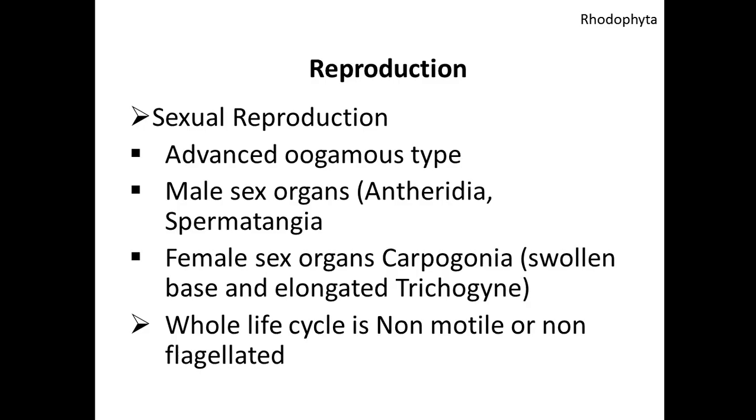One important thing we have noticed in red algae is that their whole life cycle is non-motile. That is, their spores and gametes are both non-motile. It means that in red algae there are no flagellated structures. Normally, spores and male gametes have flagella for moving from one place to another. But in red algae, gametes as well as spores are non-motile, so there are no flagellated structures.